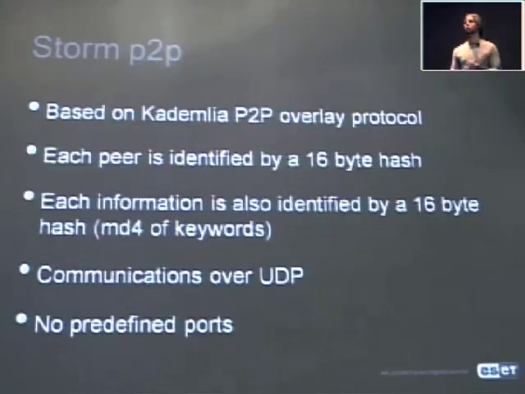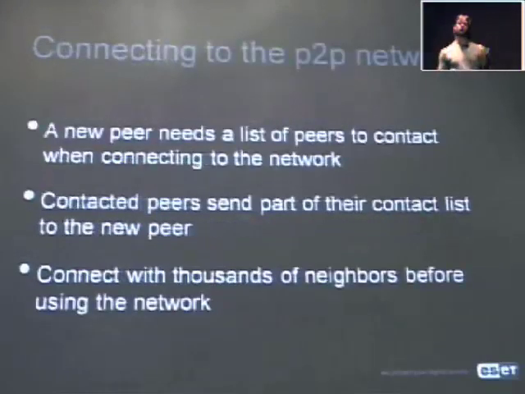All the communications are done over the UDP protocol, and they are not using any predefined ports. So it's a bit of a challenge to be able to connect to the peer-to-peer network. In order to connect, a new peer needs a list of peers to contact. Then, when you contact one of the peers in this list, this peer will send you a new list of other peers you can get into contact with. So you will repeat this process recursively until you get connected with thousands of other machines.